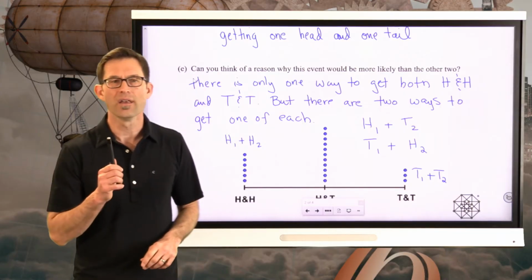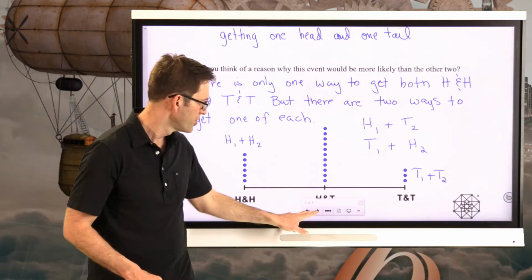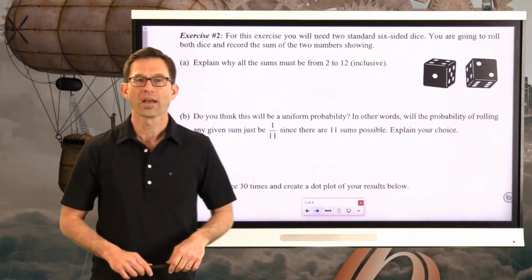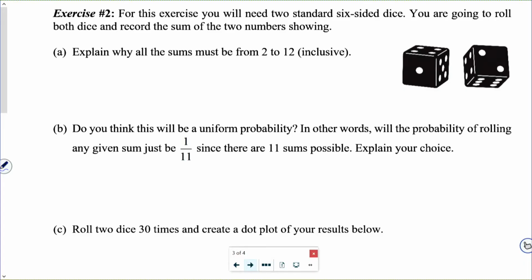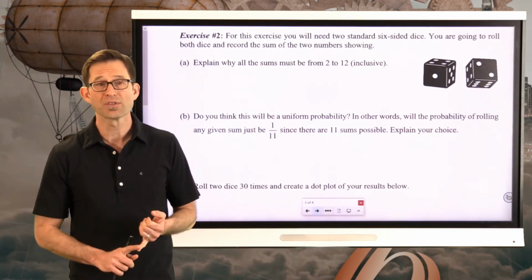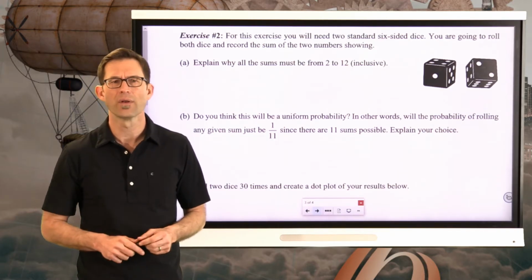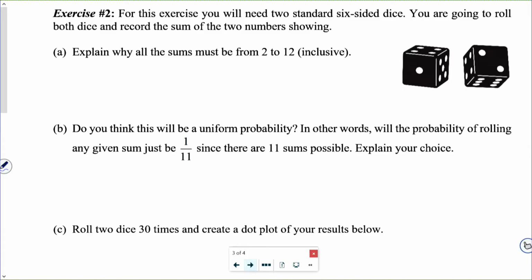Now, let's take a look at another non-uniform probability situation that's even more complicated. Here we go. Exercise number 2. For this exercise, you will need 2 standard 6-sided dice. You're going to roll both dice and record the sum of the 2 numbers showing. Letter A asks us, explain why all the sums must be from 2 to 12 inclusive. All right, meaning the smallest sum is 2, the largest sum is 12. Why does that have to be? Pause the video now and see if you can figure that out.